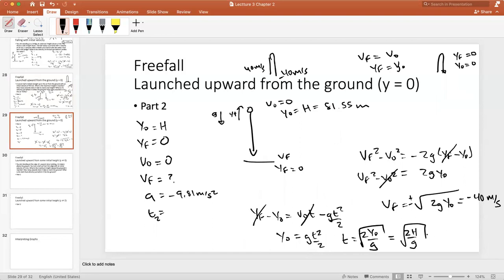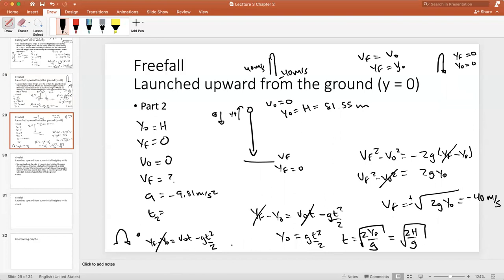A better way to show this that I was trying to do is if we do the full time, okay? So again, y final minus y initial is equal to v naught t minus g t squared over 2. So this becomes 0 if it starts and ends at level ground.